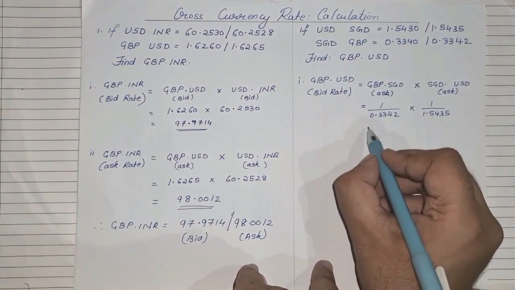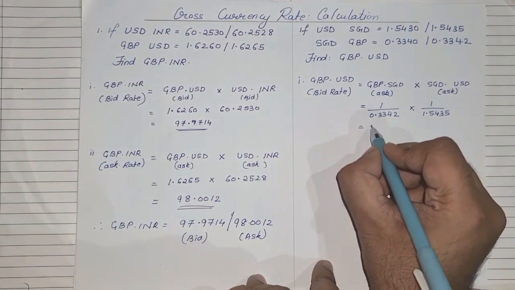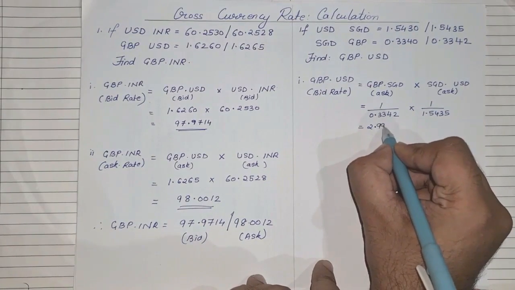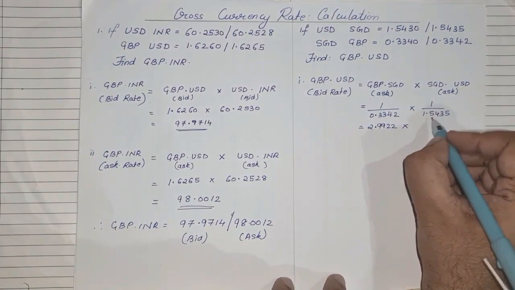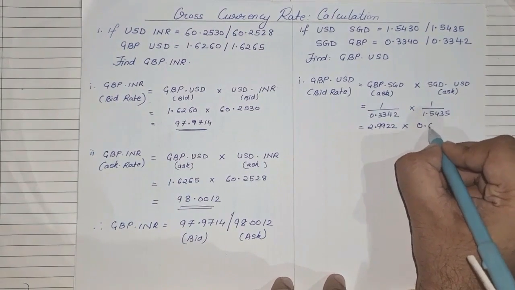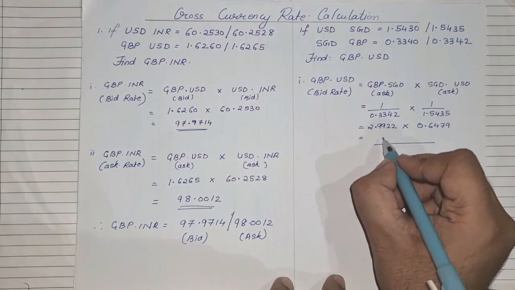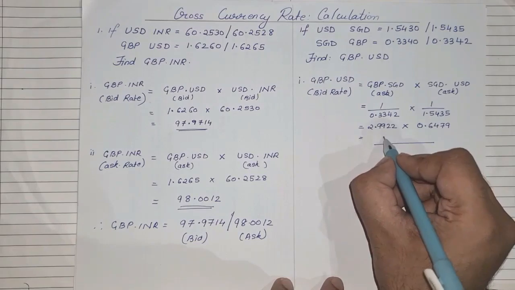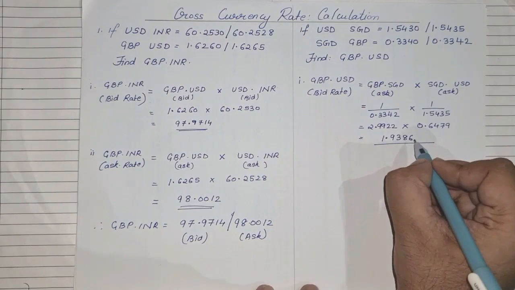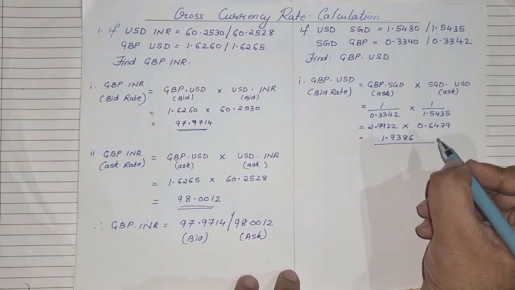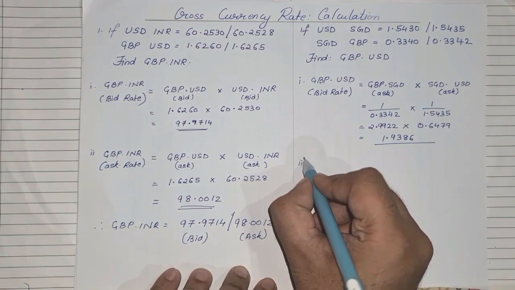So when you solve this, 1 divided by 0.3342, the value you should get is 2.9922. Multiply by 1 divided by 1.5435, you will get the value as 0.6479. When you multiply these, the value that you should get is 1.9386.